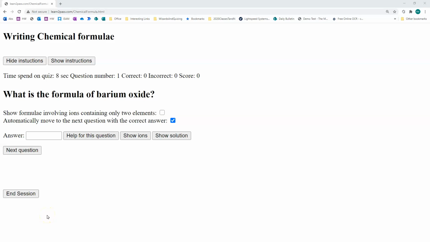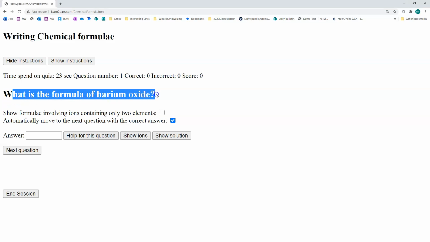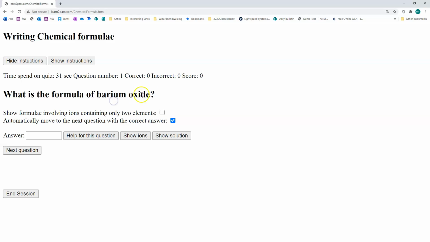Here's some instructions about how to write chemical formulae using the program. Firstly, there is a show instructions or hide instructions box, which may be helpful if you get confused. The first thing is what the question is: what's the formula for barium oxide? Ideally you'd use your periodic table to find charges on the barium ion and oxide ion. If you're not sure about it, you can click on Show Ions.